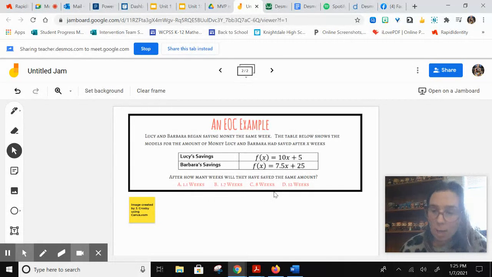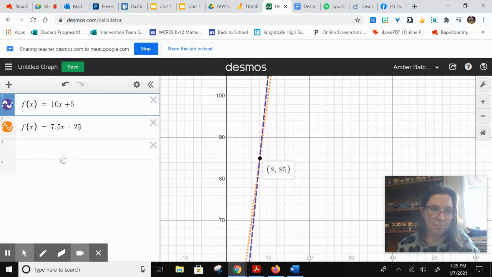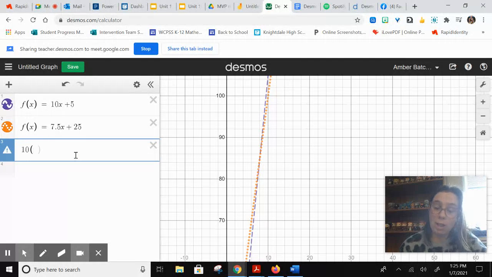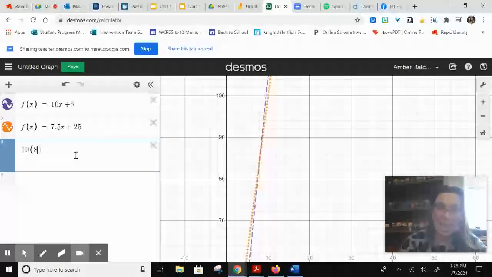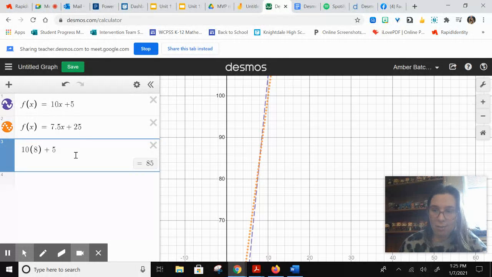Now, let's always double check. Always check your answers. So if I want to check, I can plug 8 into the equation and see if I get the same answer. Desmos is also a regular calculator. So I'm going to type in 10 parentheses. Remember, when you plug a number in, you put parentheses around it. 8 plus 5, 85, which is what it told me.